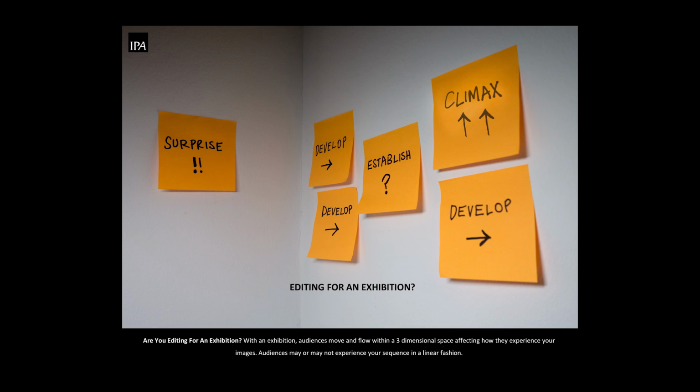You could be editing for an exhibition where the images are placed in a three-dimensional space. Audiences can move and flow within a three-dimensional space in a very different way to how I would flip a book or look at images on a screen. So I may move from one wall to another wall in a fashion that is very different to someone else, or when I go to visit an exhibition, it might affect how I move within the space.